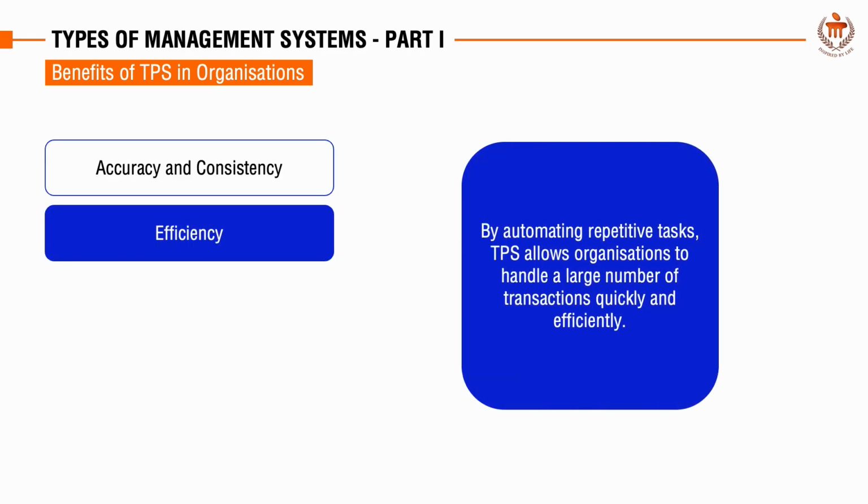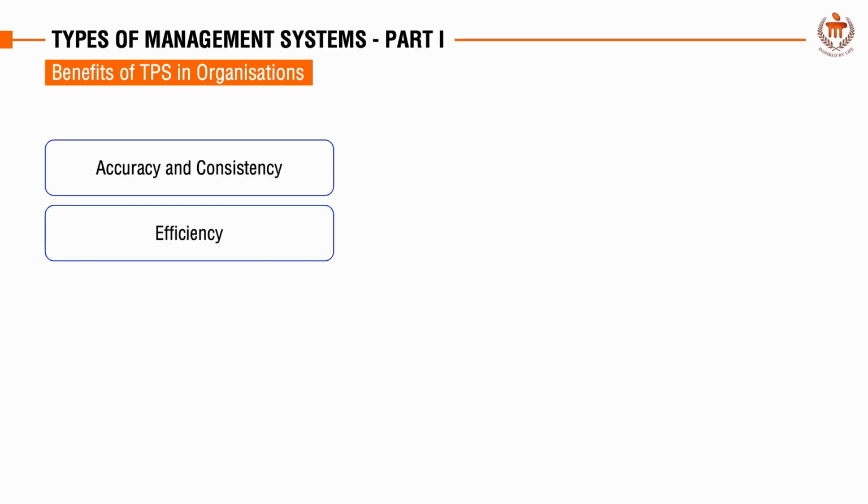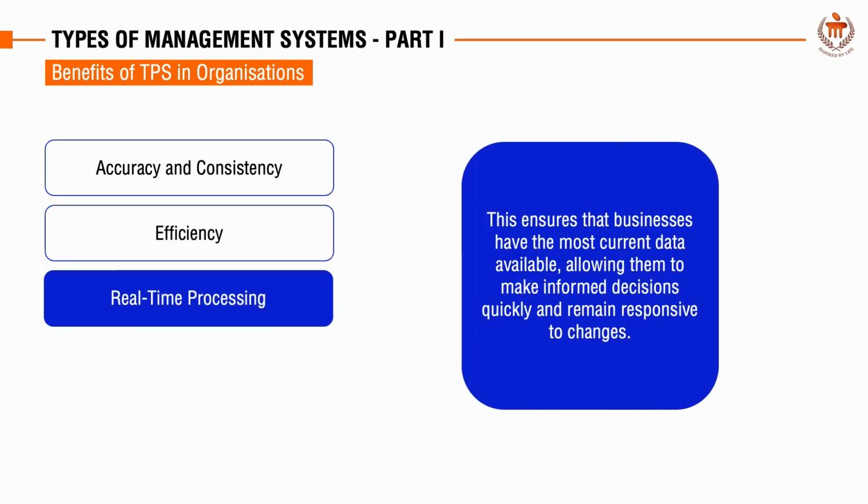By automating repetitive tasks, TPS allows organizations to handle a large number of transactions quickly and efficiently. This reduces the workload on employees, enabling them to focus on more strategic tasks while the system manages routine operations. Next one, real-time processing. TPS enables real-time processing, which means transactions are recorded and updated instantly.